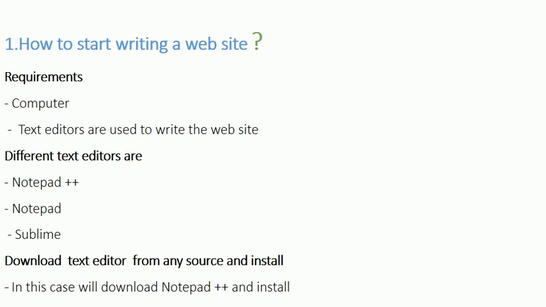I recommend using Notepad++ or Sublime or other text editors apart from Notepad, because these are very good text editors, especially if you are writing 1,000 lines of code in your website. So what you need to do now is that when you have a computer, you need to download the text editor. A text editor is an open source software that you can download from the internet.